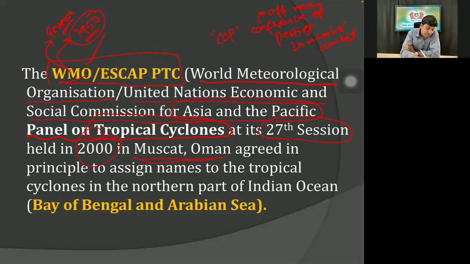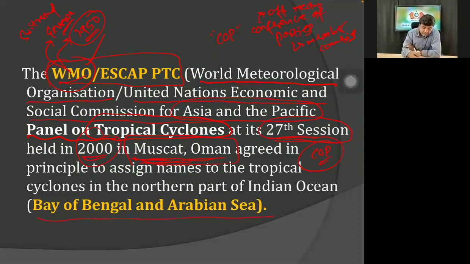Geneva is a major city in Switzerland. It's a very important point again. This concept of naming of cyclones was developed by WMO and its member countries during the 27th session, or 27th COP, which was held in the year 2000 at Muscat, in Oman. Initially they started naming the cyclones in the Bay of Bengal and Arabian Sea.